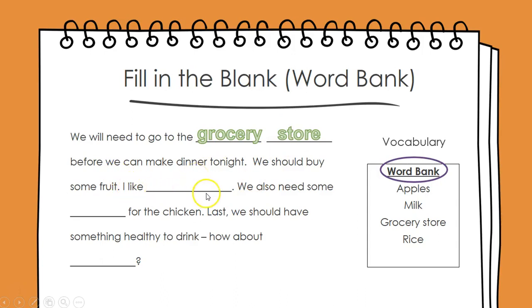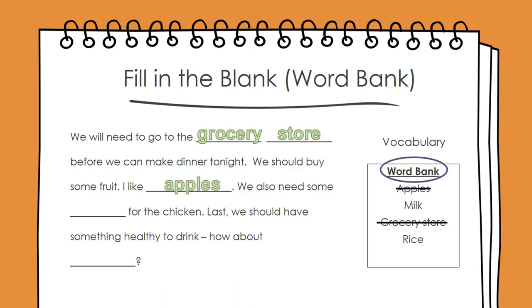Now, this blank, I like blank. Our hint is fruit. It's related to this sentence, I like blank. So what is a fruit on our list? Oh, also it helps to cross out the words you've already used. Forgot about that. So we know we won't use grocery store again, probably. So I like apples. Apples are fruit. So we'll cross off apples because we used it.